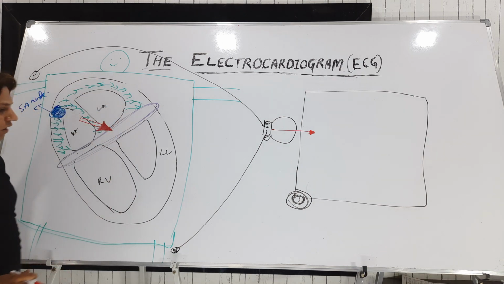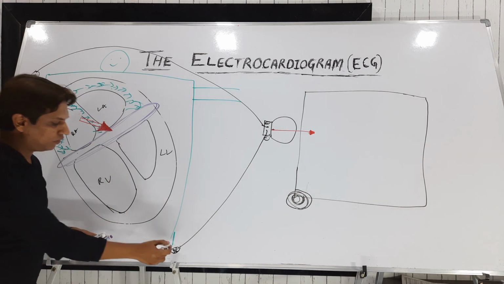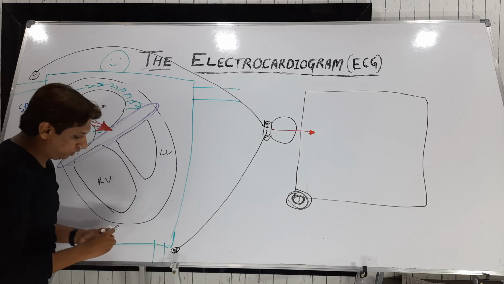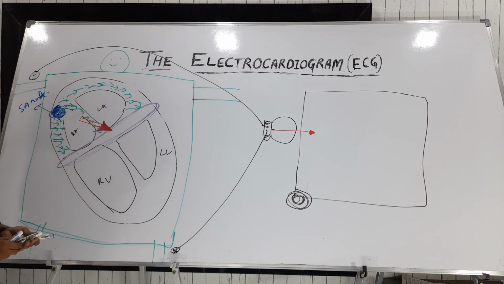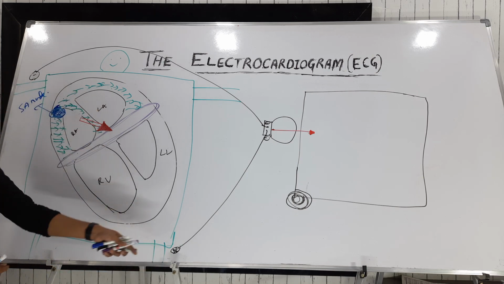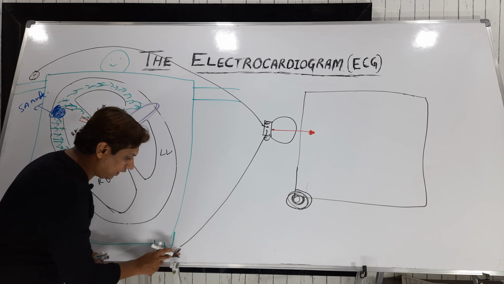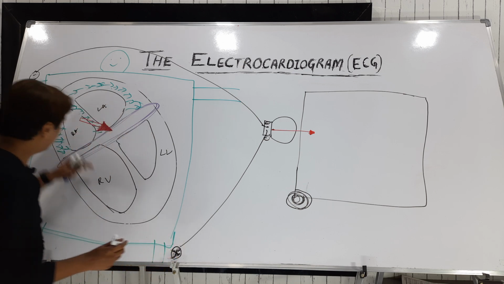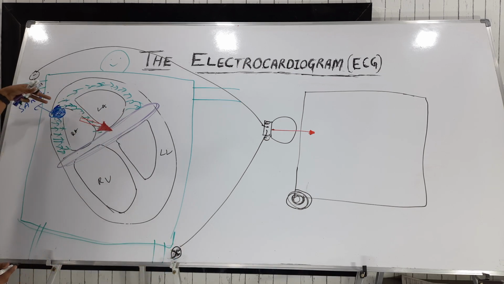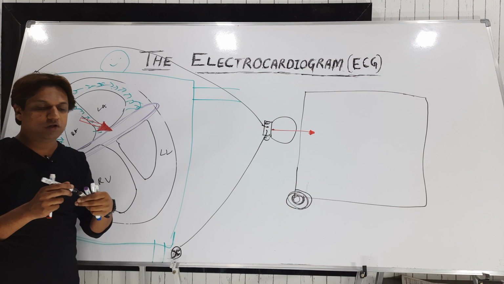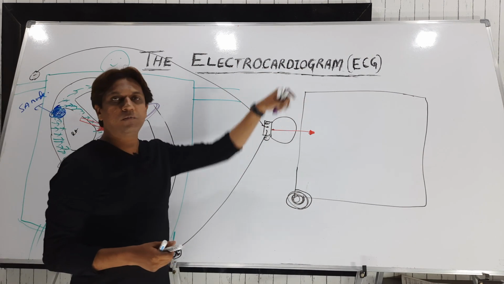Now imagine the same thing. Here there is a positive electrode, and here there is a negative electrode. When the positive current is moving towards the positive electrode, what deflection do you expect? Depolarization is positive current, and it is moving towards the positive electrode. So here the recording will be positive.